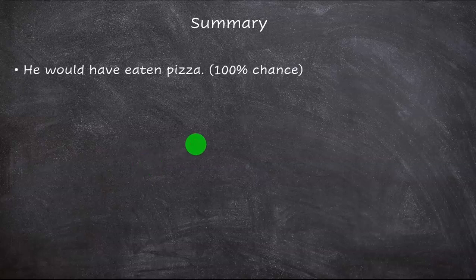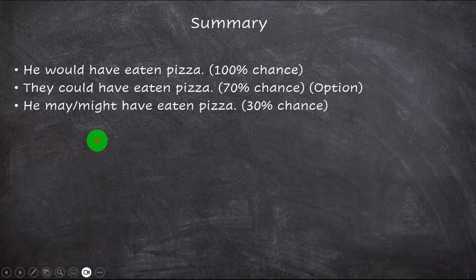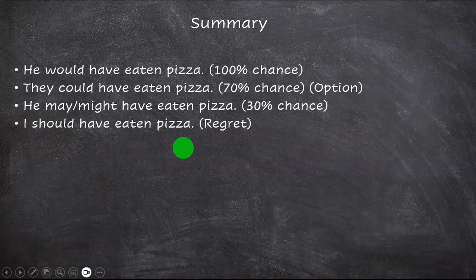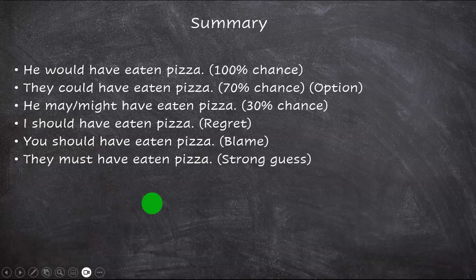He would have eaten pizza, 100% chance. They could have eaten pizza, a 70% chance and option. He might have eaten pizza, a 30% chance. I should have eaten pizza, regret, and it is also used for blame. I explained to you, you should have eaten pizza, blame, there you go. They must have eaten pizza, strong guess, right? So I hope now the summary is clear to you and the meaning of all these would have, could have, should have and the others is crystal clear to you.